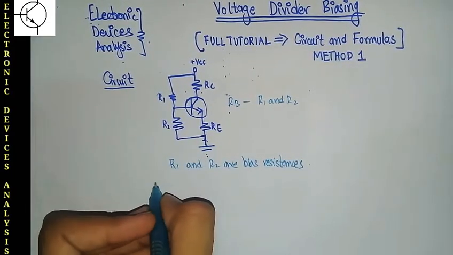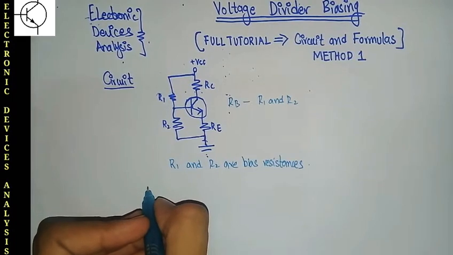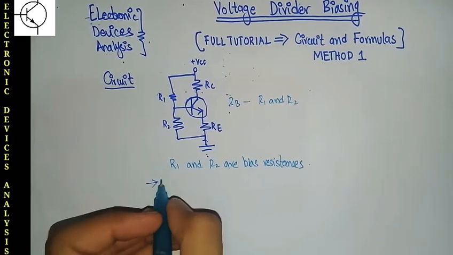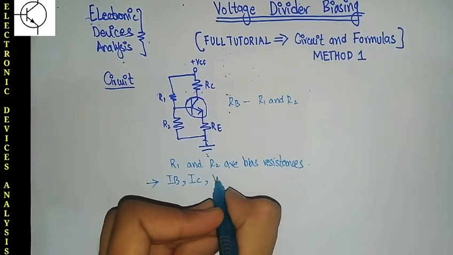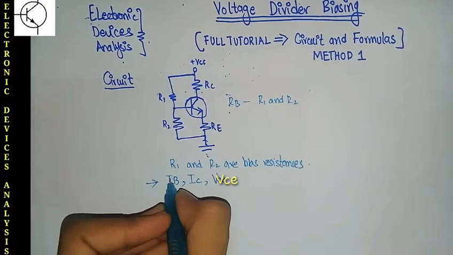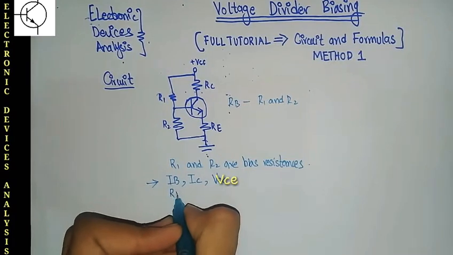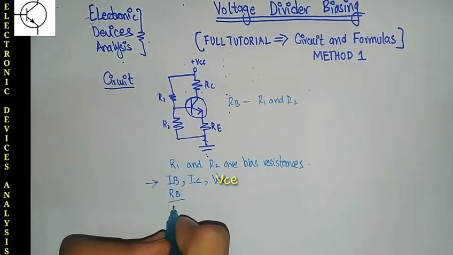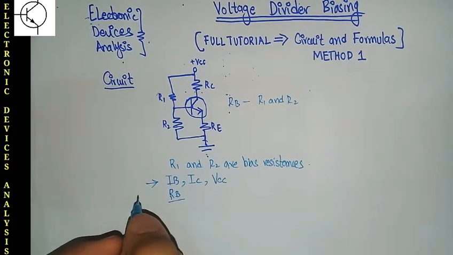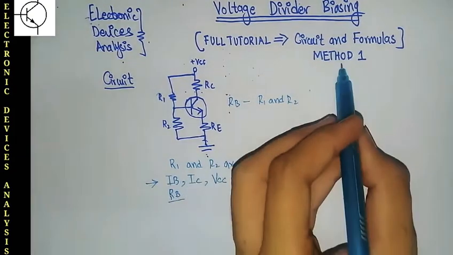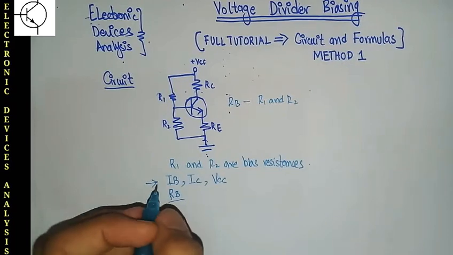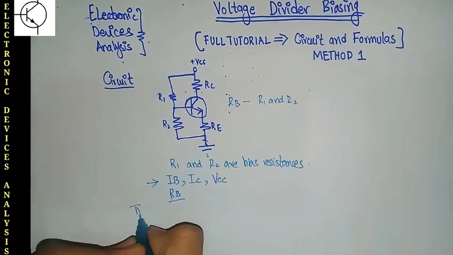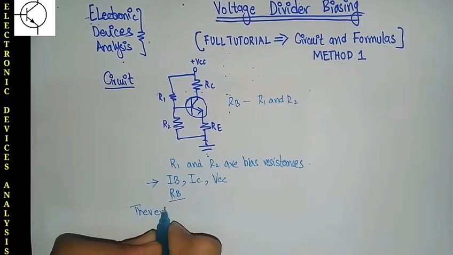So guys, to solve this circuit, first you have to find IB, then you can find IC, and then you have to find VCE. You cannot find IB without the resistance RB. So first of all you have to find the resistance RB from there. So in this, the method number 1 which we will apply to solve the voltage divider bias network is Thevenin's equivalent network.